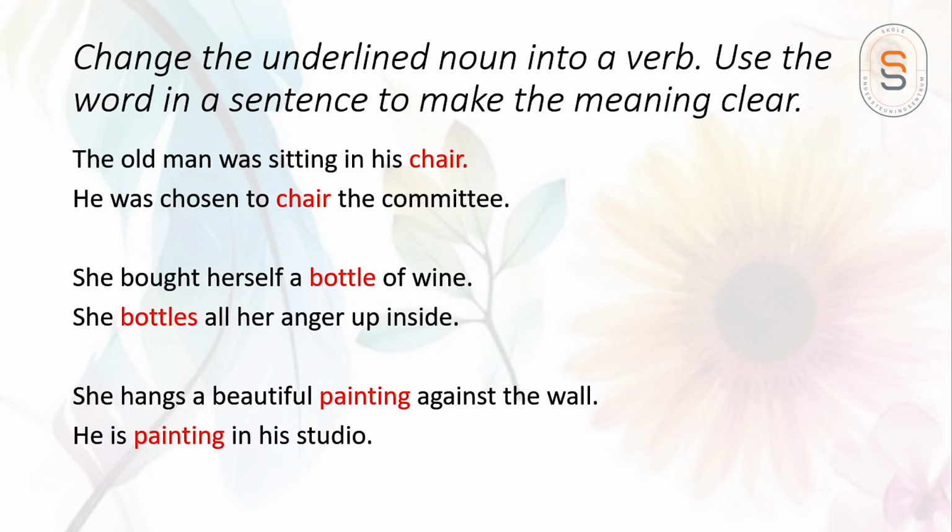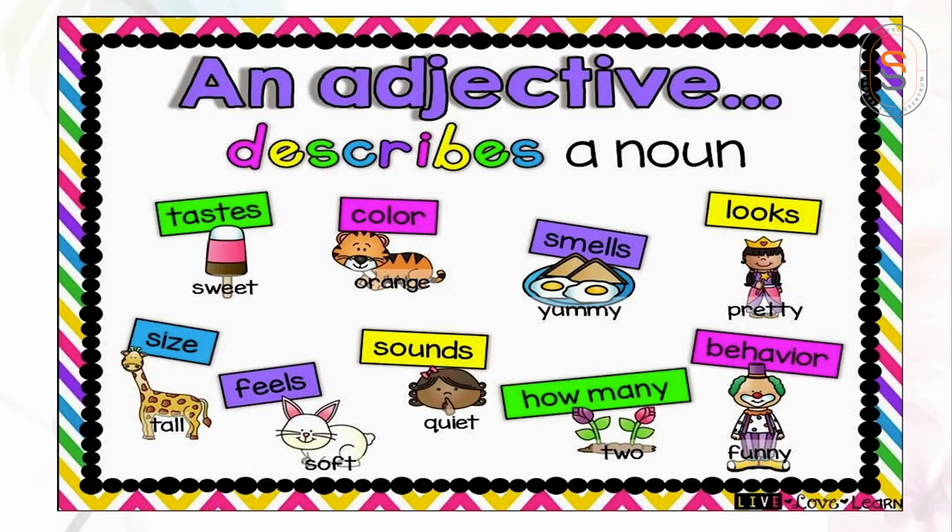And then the last 2 sentences, she hangs a beautiful painting against the wall. Painting in the first sentence is used as a noun, and he is painting in his studio. He is doing something, performing an action, which is a verb. That's how I use the word painting as a verb in my second sentence. Right, so that was nouns.